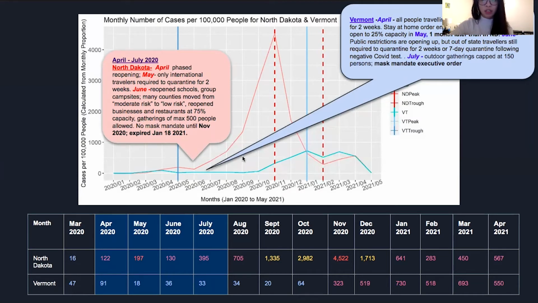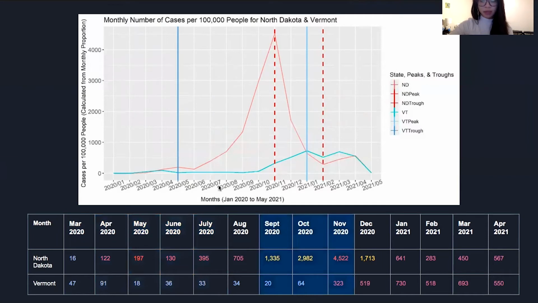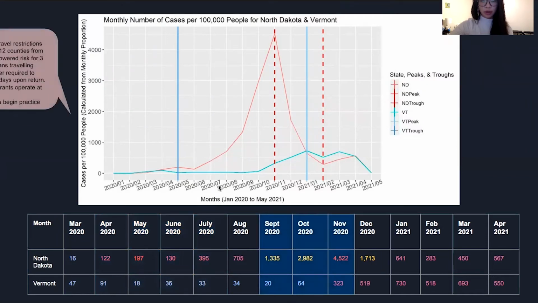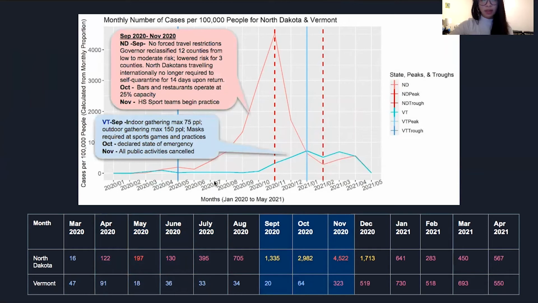Also, their outdoor gathering max capacity of people was set at 500, whereas in Vermont, that was only capped to 150. Also in Vermont, they instituted a mask mandate executive order, and that obviously seemed to help the situation. Whereas in North Dakota, they didn't see a mask mandate until November of 2020, which was far later than in Vermont. Looking at September through October and November, we see that there were still differences in their approach.